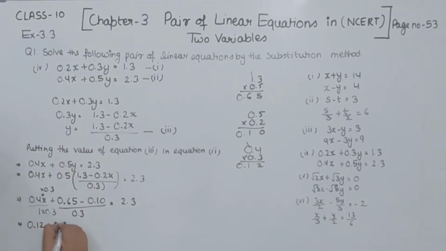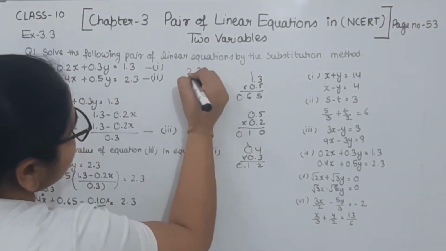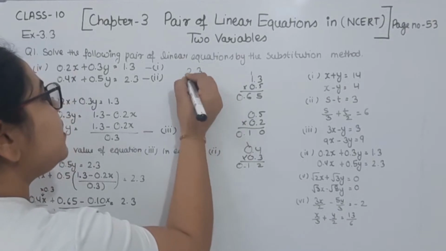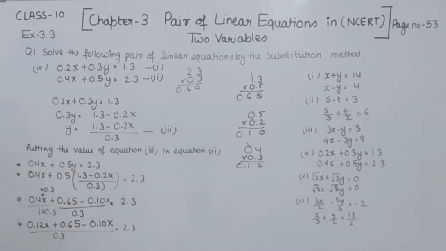So we have here 0.12 plus 0.65 minus this one, which is x, and this one is also x. So here we have 0.12x plus 0.65 minus 0.10x, and here in the denominator we have 0.3 and here 2.3. I am going to transfer this one here. So this will multiply 2.3 by 0.3. So 3 3s are 9 and 3 2s are 6. We have to put the decimal after 2 digits. So this one is 0.69.